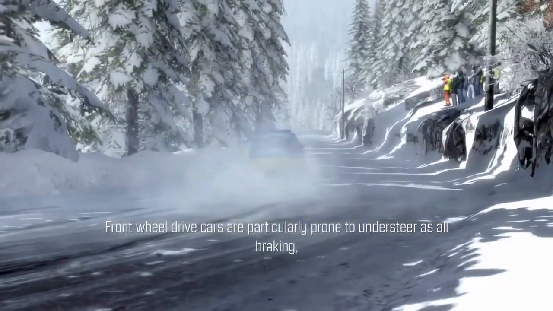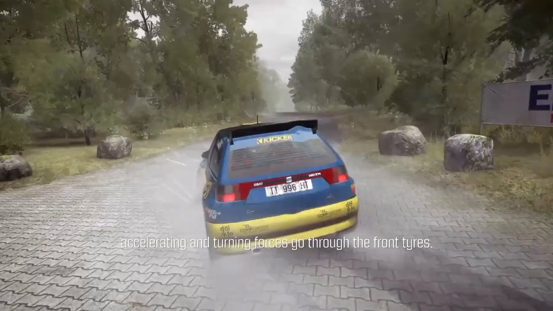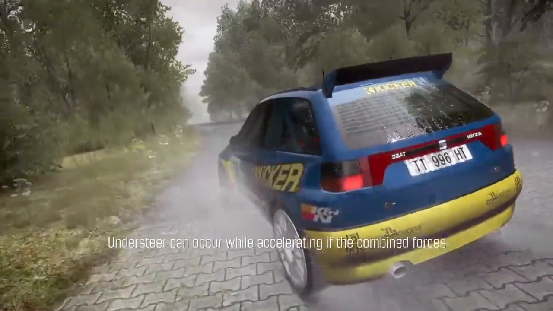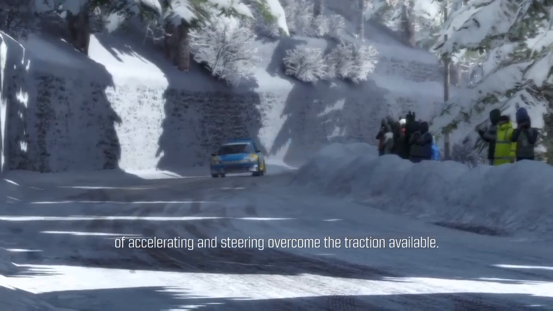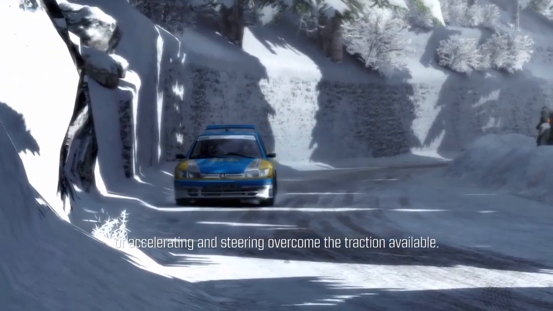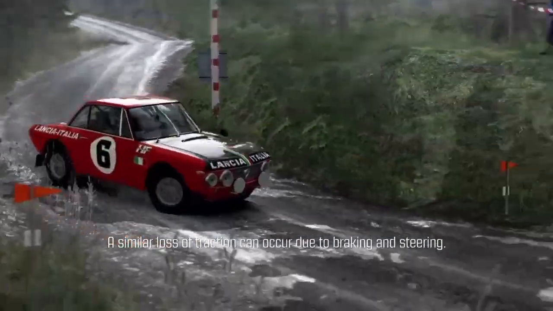Front-wheel drive cars are particularly prone to understeer as all braking, accelerating and turning forces go through the front tyres. Understeer can occur while accelerating if the combined forces of accelerating and steering overcome the traction available. A similar loss of traction can occur due to braking and steering.